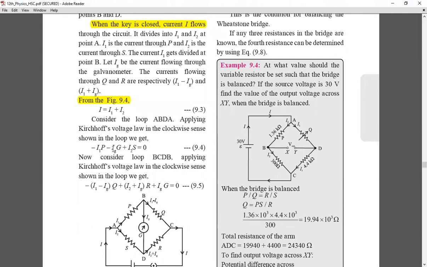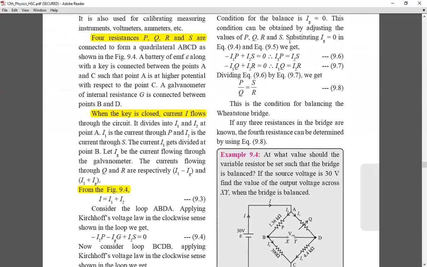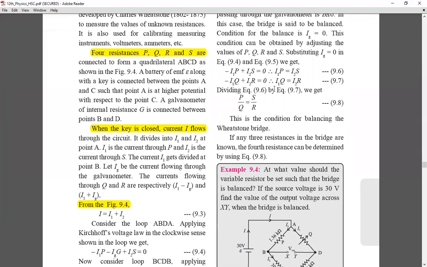So by keeping Ig equal to 0, we can write these equations 9.4 and 9.5 as these two new equations. Just divide the two equations, and you will get P by Q equals S by R. So this is the balancing condition.